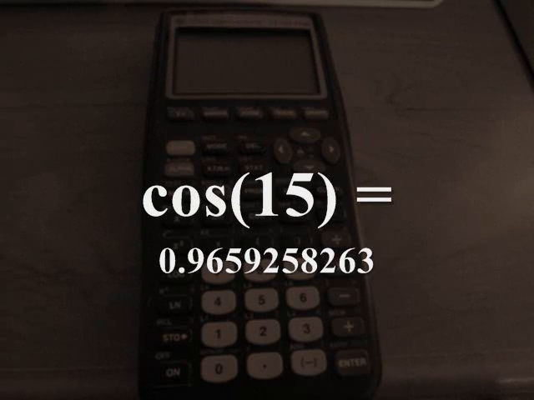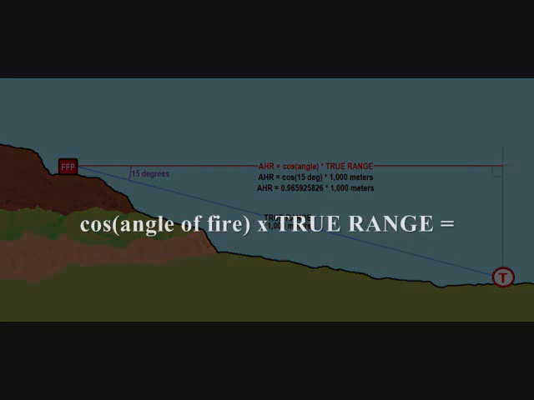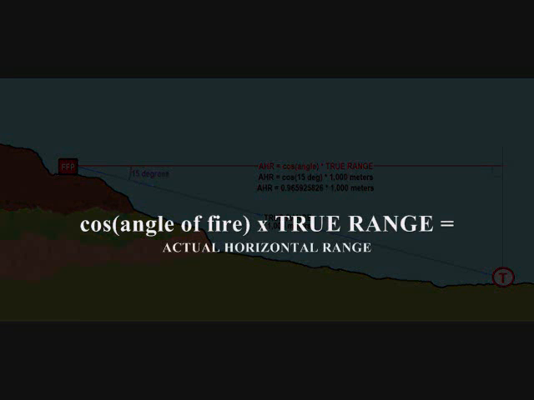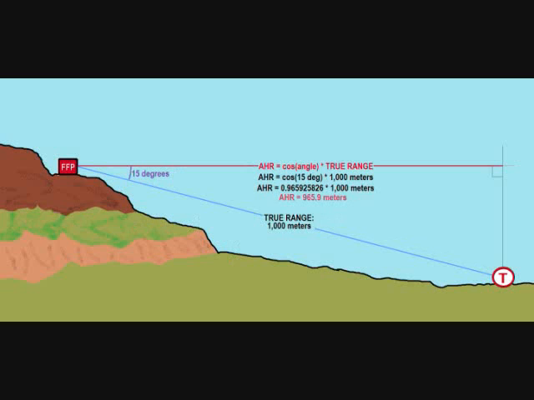Then you simply take that number, and that's basically the percentage of the true range that's going to equal your actual horizontal range. So you take that cosine number, which was 0.96, or 96% of 1,000 meters. So you just multiply it out, and there you go. Your actual horizontal range is 965.9 meters, something like that, okay? So it's going to be 96% of whatever it was.